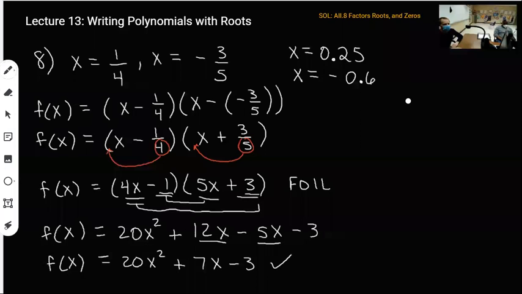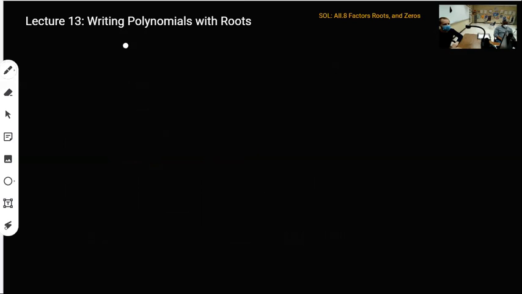Okay, so that's number 8. That's what you have to do with fractions. You're always sliding the denominator under the x and seeing what happens. Okay, let's do number 9. Number 9.